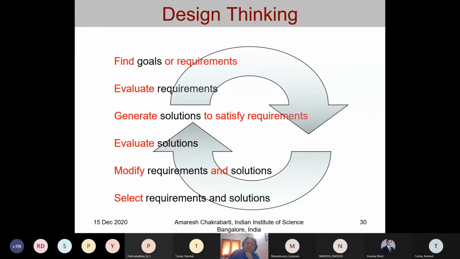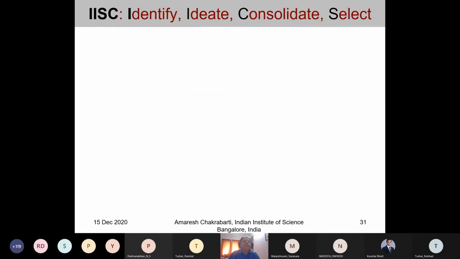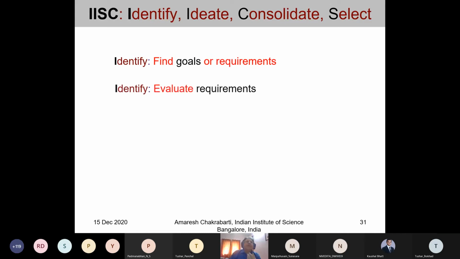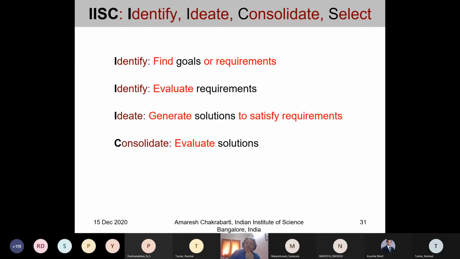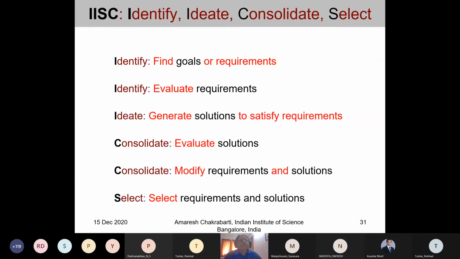Now, in order to see the structure of those things, what we have done is we have made it simpler for you to remember. We call it IISC: identify, ideate, select, and consolidate. So identify is finding goals and requirements and evaluating them to find the right ones. Ideate is about generating solutions. Consolidate is about evaluating and modifying solutions and requirements, and select is about selecting requirements and solutions. So this is just a simple way of remembering design thinking, that it is IISC.